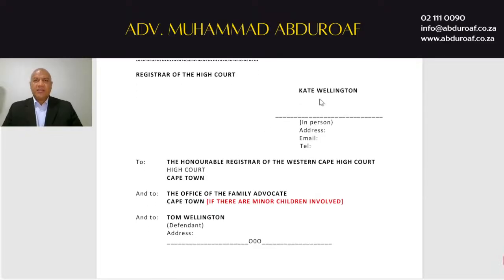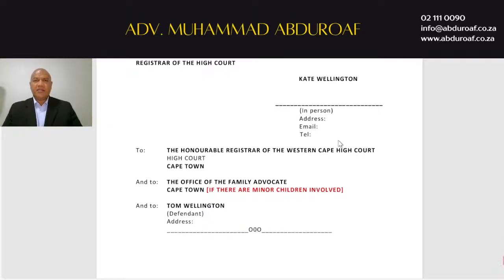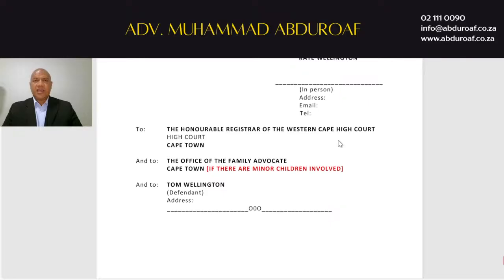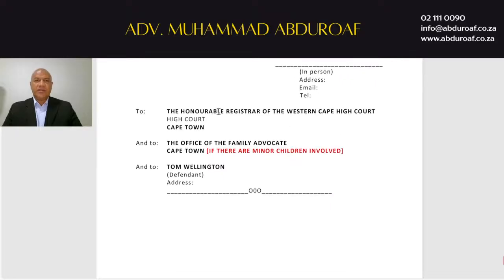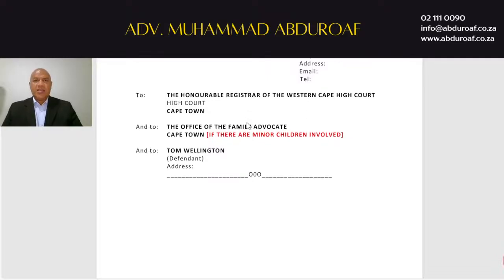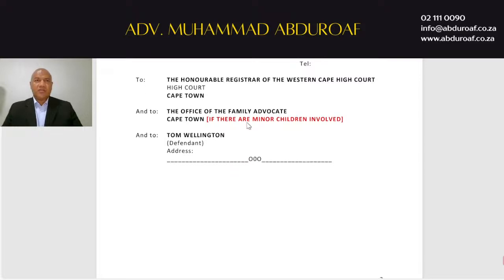In this specific case, Kate Wellington is representing herself, and therefore she will provide these details. She's in person, with her address, her email address, and a telephone number. This document would obviously be sent to the registrar of the High Court, Western Cape, the Office of the Family Advocate if there are minor children involved, and of course, most importantly, to Tom Wellington, because he is the defendant in this divorce action.